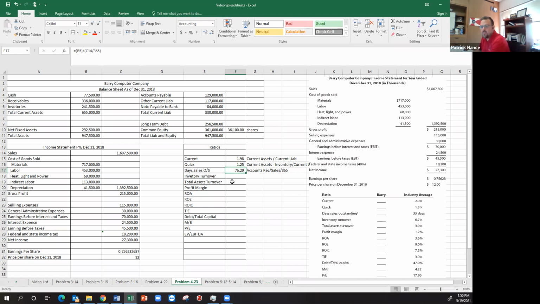All right, inventory turnover. Inventory turnover is sales divided by inventories.